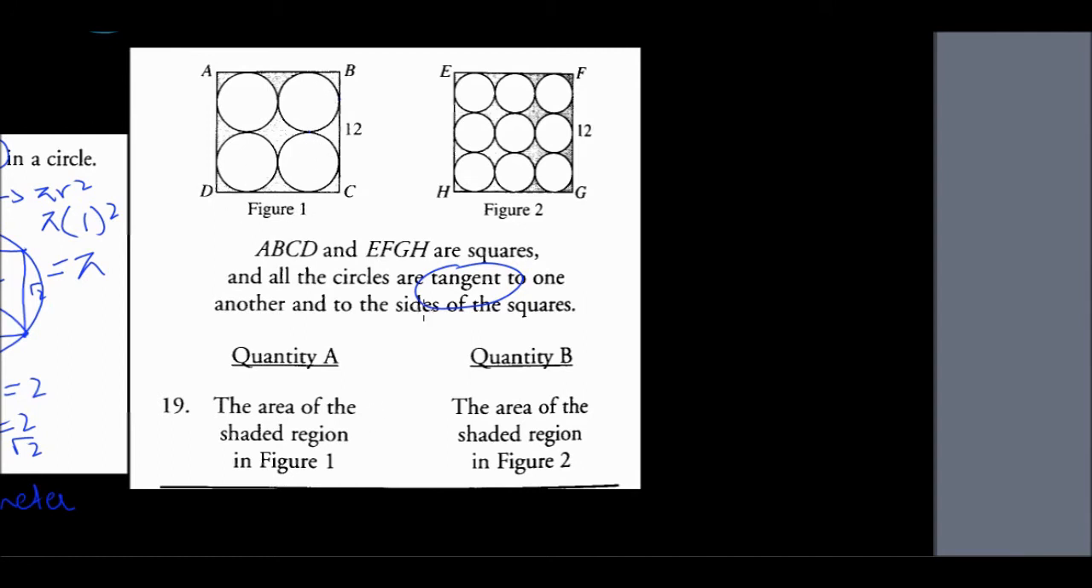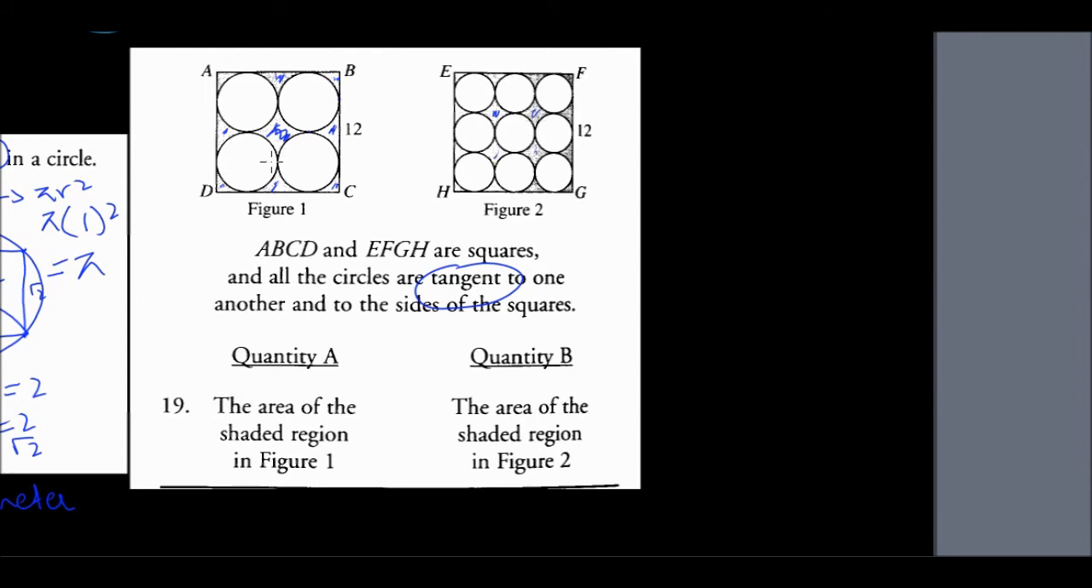All right, and the same for figure 2. Quantity A says the area of the shaded region in figure 1. The shaded region is basically anywhere where you don't have the circle. This part, this part, this part. So you want to find the area of the shaded region here. Quantity B is the area of the shaded region in figure 2.